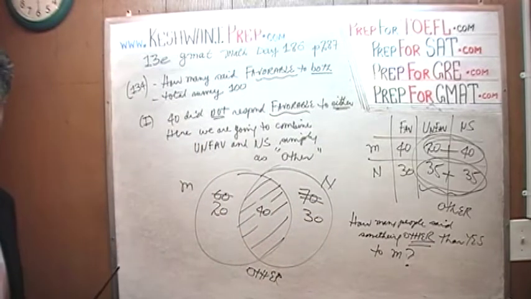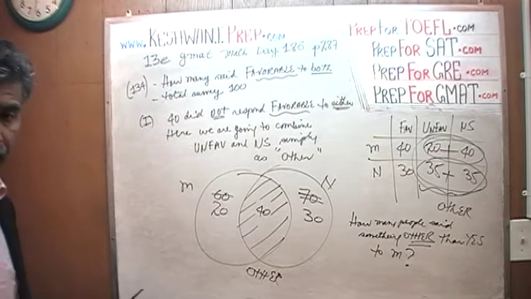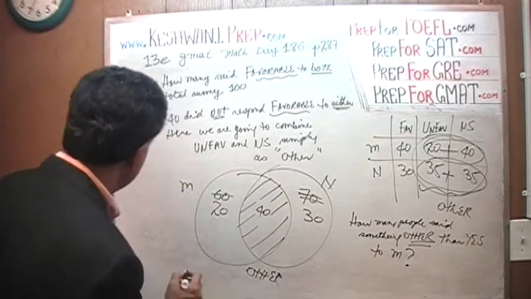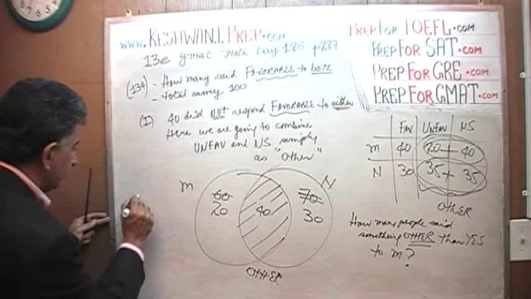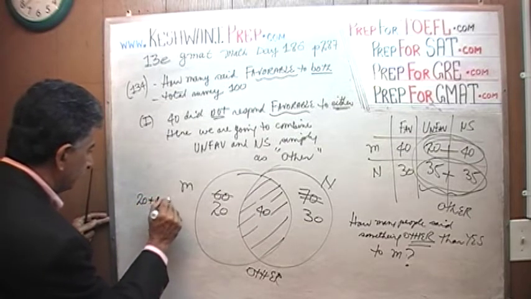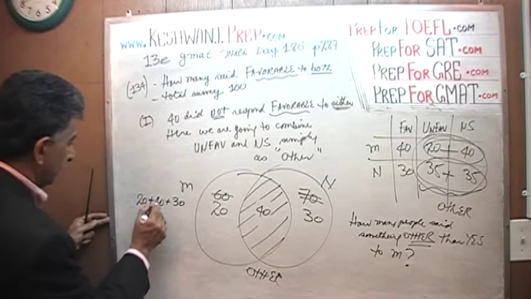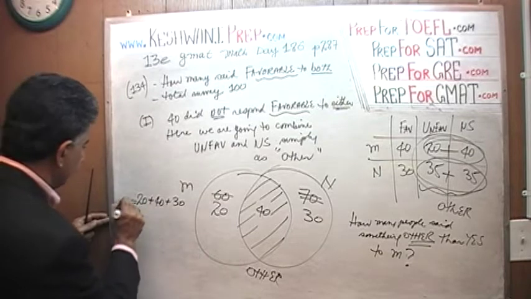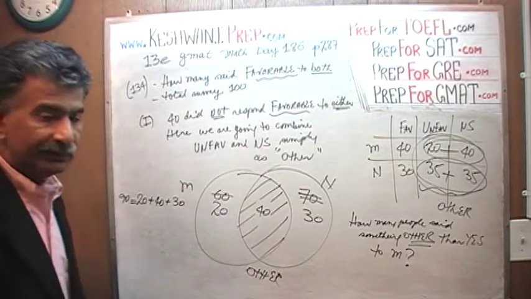That's it. All we have to do is add them up. So that gives us, where should we do it? 20 plus 40 plus 30, that's 60 plus 90, that's 90. In other words, 90 people.